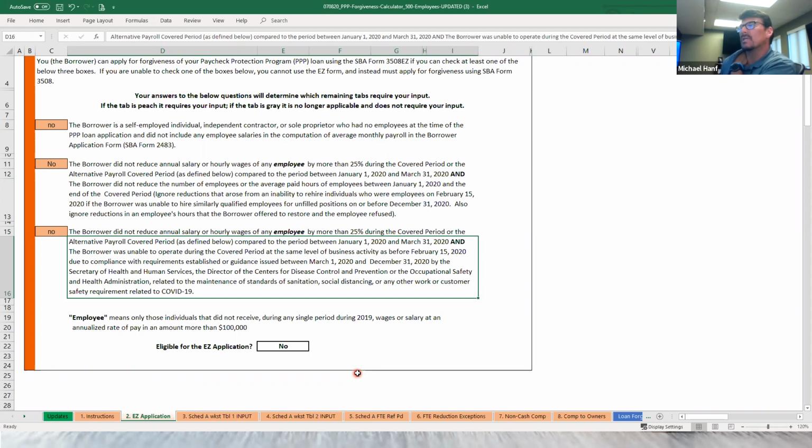But just simply terminating somebody, even terminating them for cause, and then turning right around and hiring another employee, even hiring another 2 or 3 employees back, so you actually end up in the covered period with more people. As this is currently written, you are not allowed to use the easy form under that fact pattern. It just doesn't fit any of these 3 criteria here.